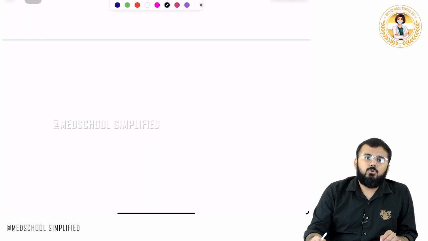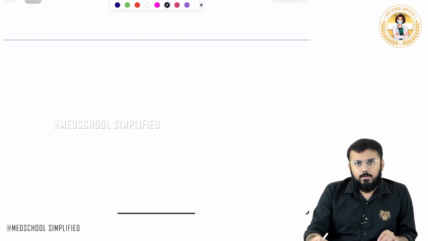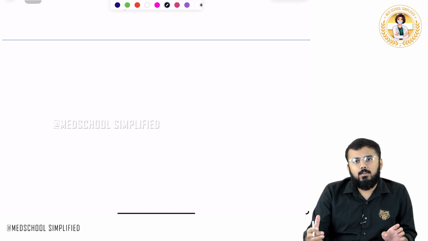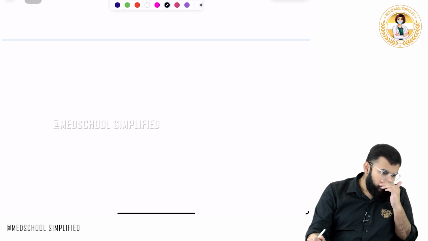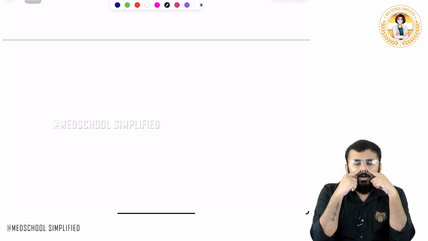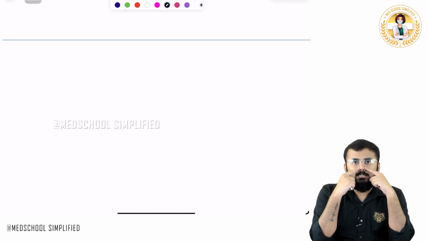Hello guys, so now we shall be discussing the nasal skeleton. The nasal skeleton is divided into two parts. One is called the external nasal skeleton, another one is called the internal nasal skeleton. This part which you can see right now is called the external nasal skeleton.